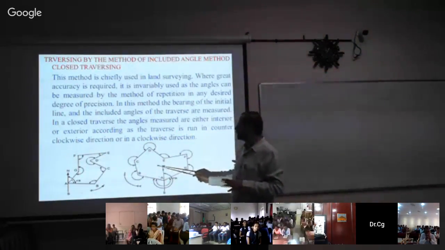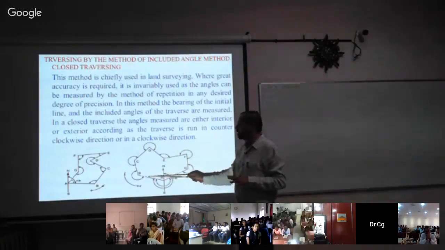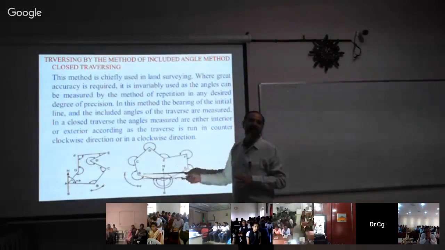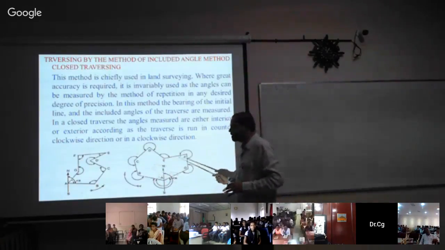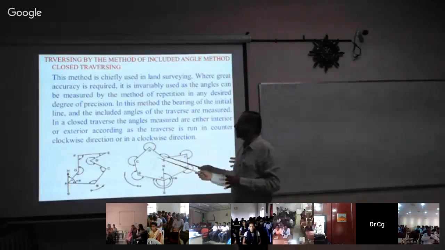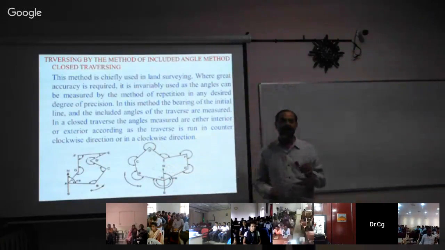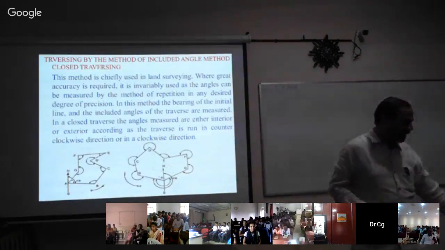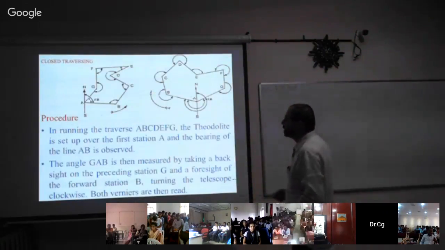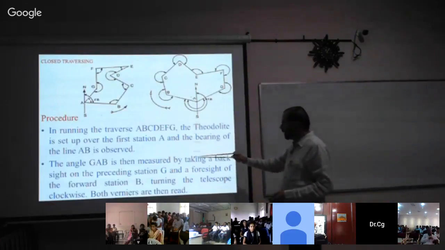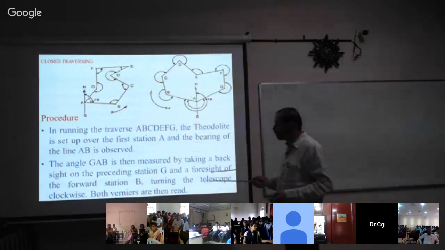And similarly, these are the included angles, the interior angles measured in this method. In this other method, we measure the exterior angles. The same process is adopted and continued, and we can establish the required traverse. Now this is the procedure. The same procedure is explained here. Please kindly go through this.